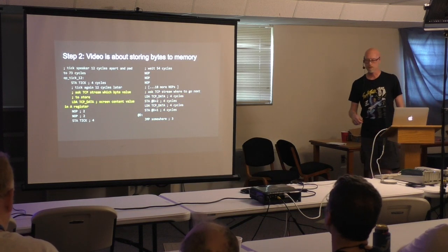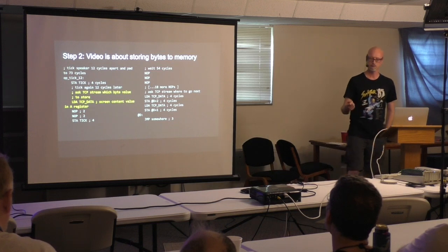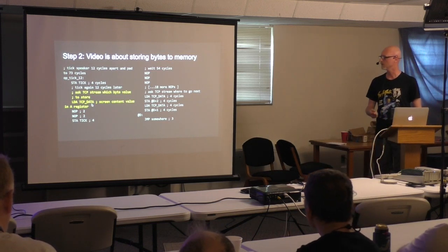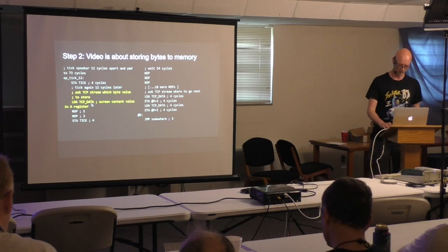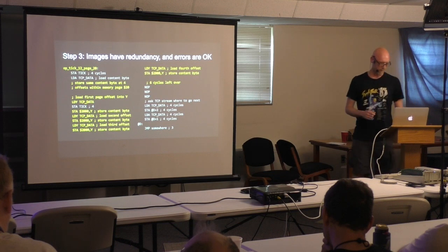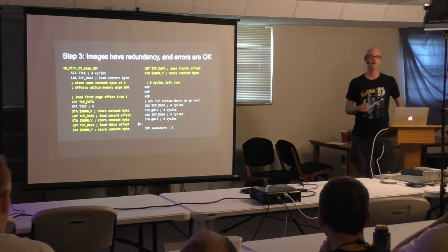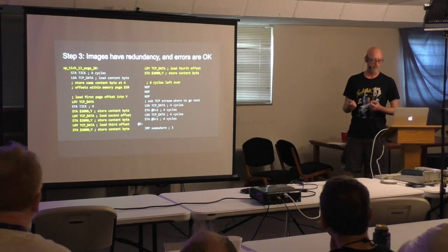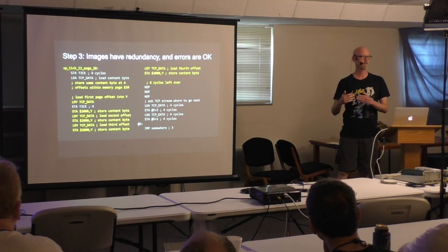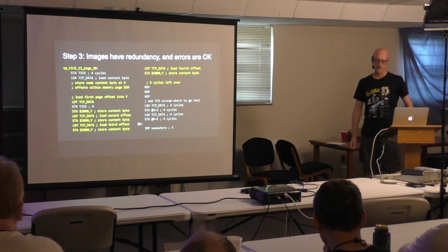So next, if we're going to do video, we'd better start storing some bytes to memory. We need to figure out what to store. So again, we can ask the data stream, what byte should I store? And now we'd better start putting that in memory. Because we're dealing with video streams, images, there's a lot of redundancy there. And it's going to be okay if we actually introduce some errors. We don't have a perfect fidelity image, as long as it's not too bad.